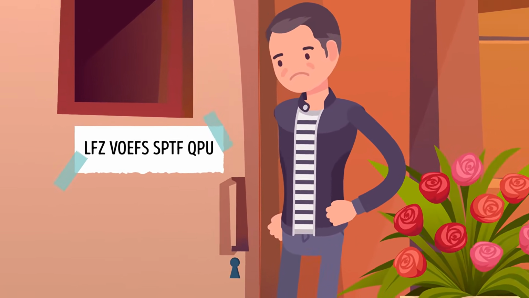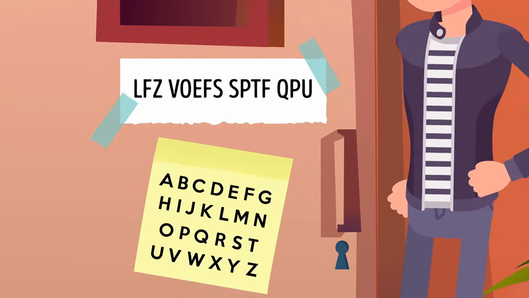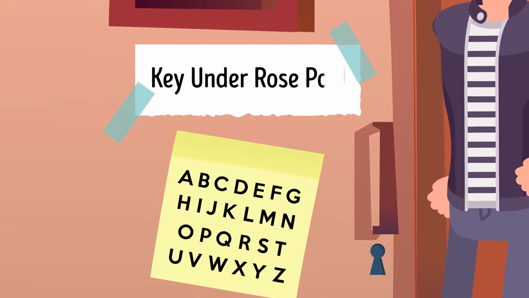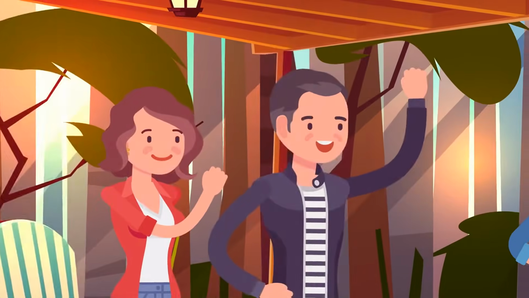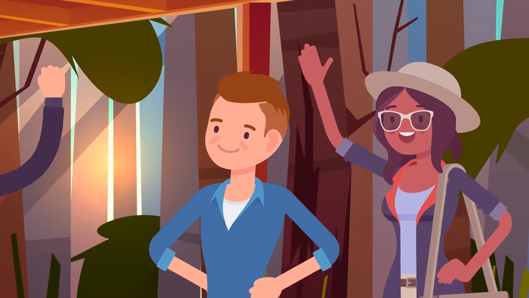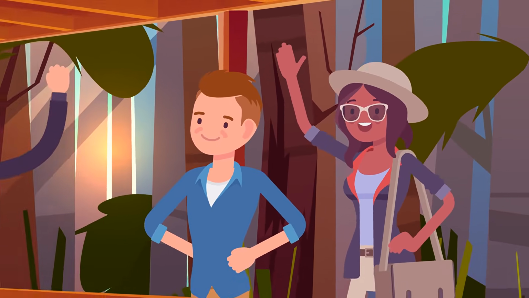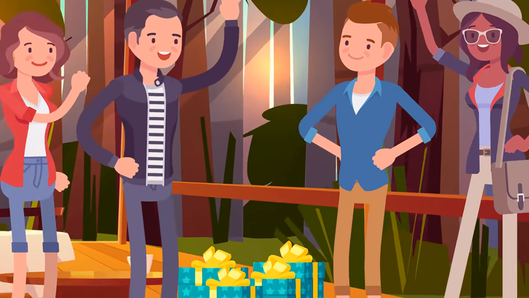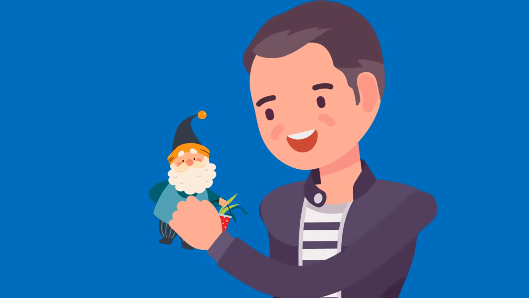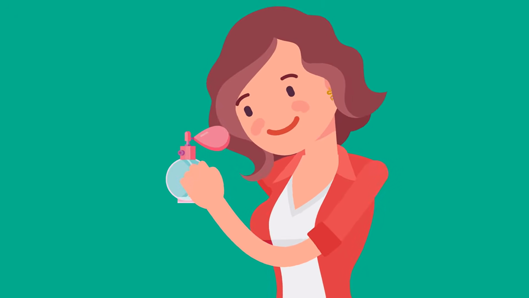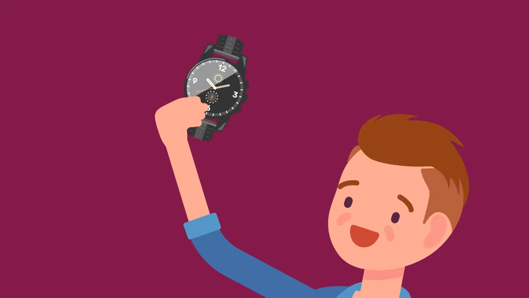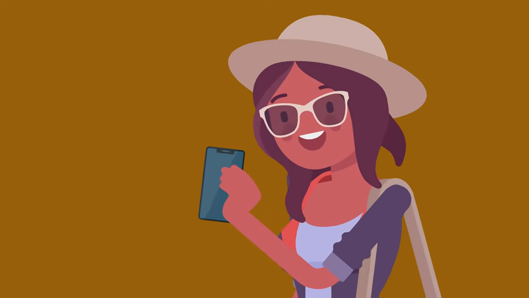Replace every letter in this note with the one after it in the alphabet, and we get key under rose pot. Ren, Maya, Rose, and Mike are best friends. They gather to celebrate Thanksgiving at the cabin. They agreed to buy gifts for each other. Ren buys a little statue. Maya buys a bottle of perfume. Mike buys a watch. And Rose buys a phone.